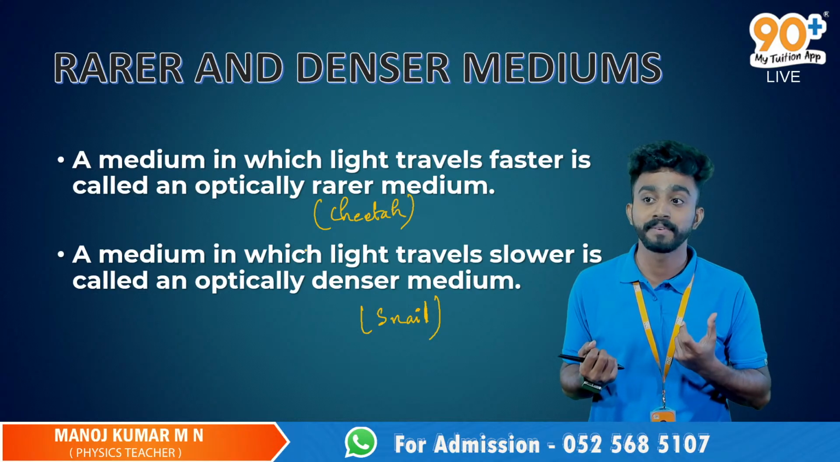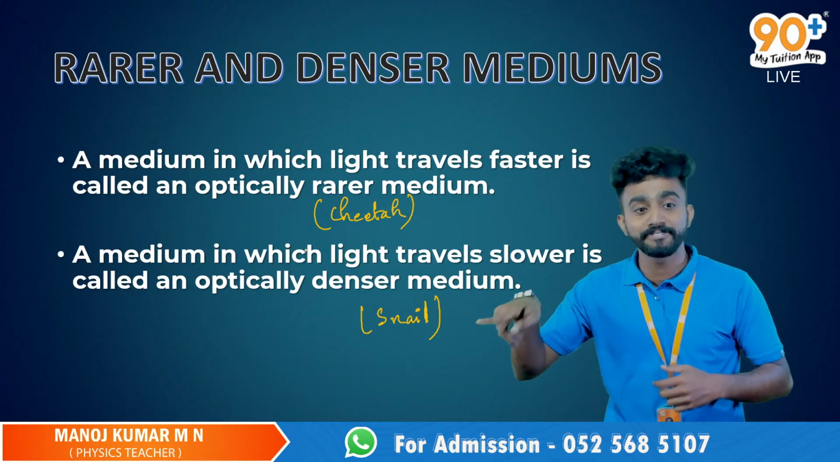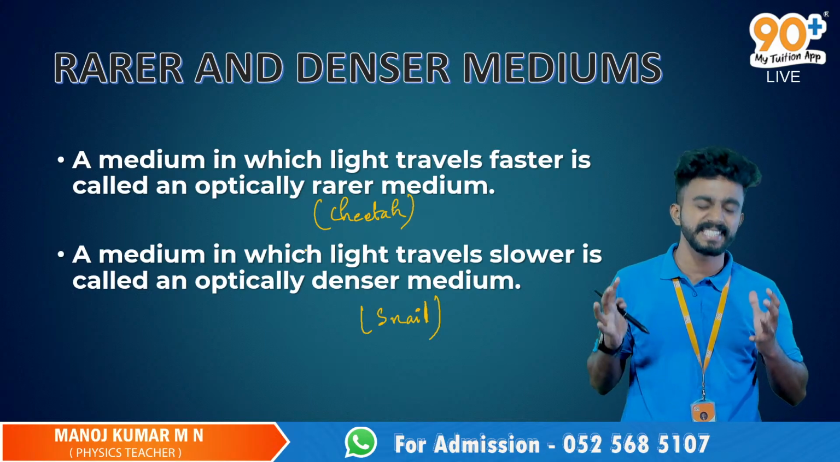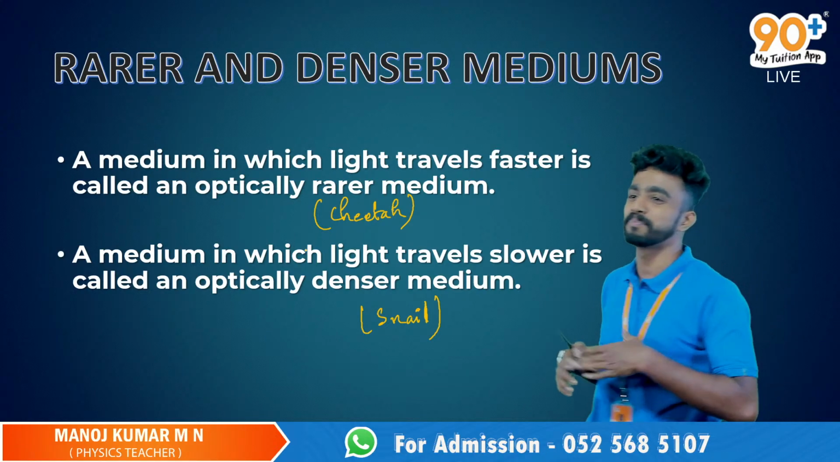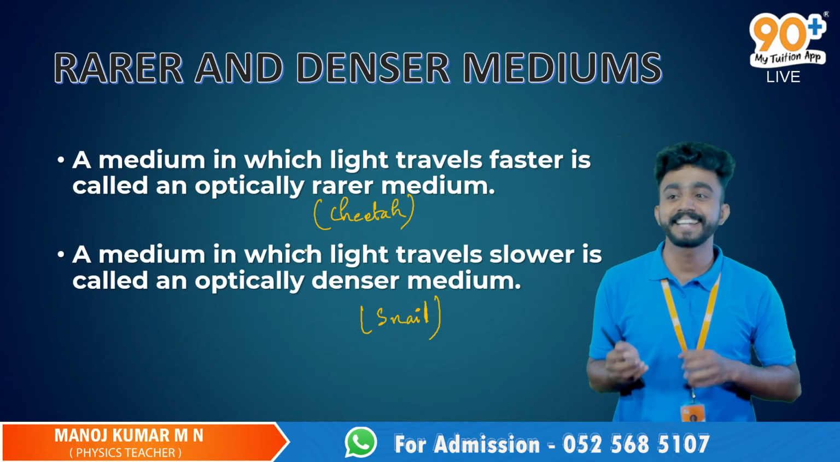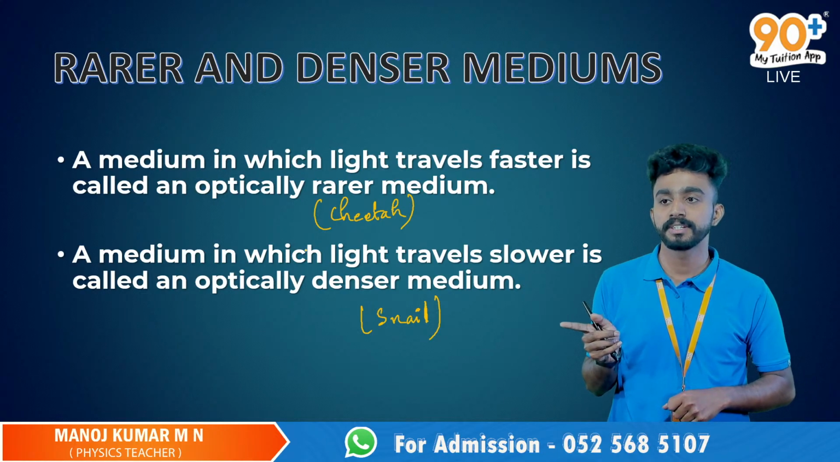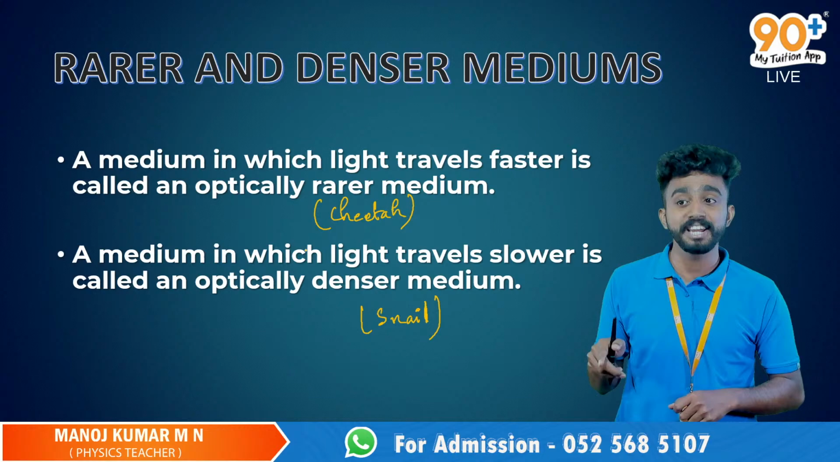Understood? In the case of rarer medium. But in the case of denser medium, the particles inside it are densely packed, so the light rays can't move easily. So light travels slower in it. Understood? And in the case of refraction, what happens?